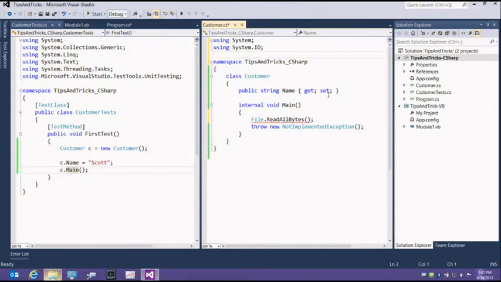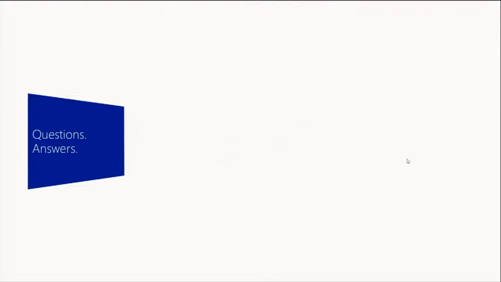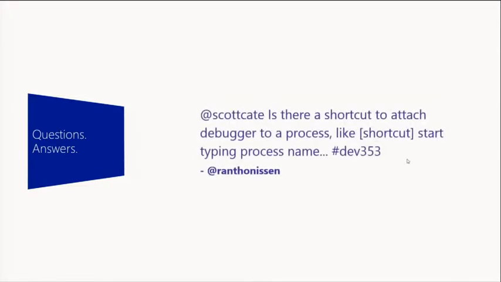Nice. Yeah. So real quick on Twitter, somebody gave us this tip. If you right-click on the toolbars, you can click Customize, Reset. Sometimes the easiest things you forget. Yep. I wanted to throw that in there. Also, this guy asked the perfect question: is there a shortcut to attach debugger to a process? And in fact, there is.